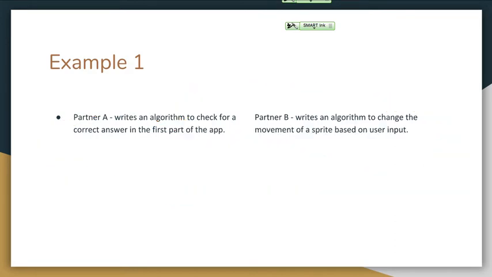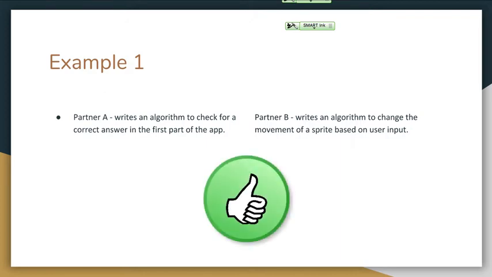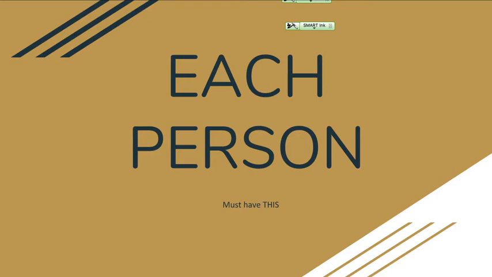However, let's look at a rewrite of example 1. Partner A writes the algorithm to check for the correct answer in the first part of the app. And then partner B writes the algorithm to change the movement of a sprite based on a user input. And it's a nested algorithm, it uses math and logic, but it does something completely different. That would be acceptable. So that's how to get that up to acceptable.